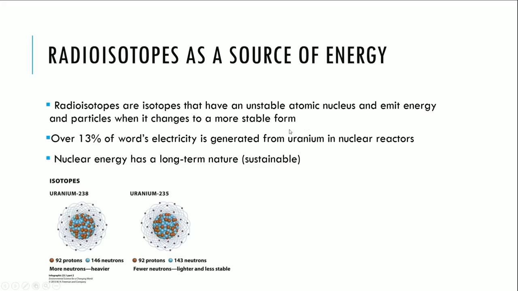And over 13% of the world's electricity is actually generated from uranium in nuclear reactors. And nuclear energy derived this way actually has a fairly long-term nature and is therefore sustainable. So uranium-238 is heavier and more stable compared to uranium-235, which is the radioisotope, which is rather unstable. So as uranium-235 basically stabilizes, it emits energy, and that energy can be used as a source of energy.